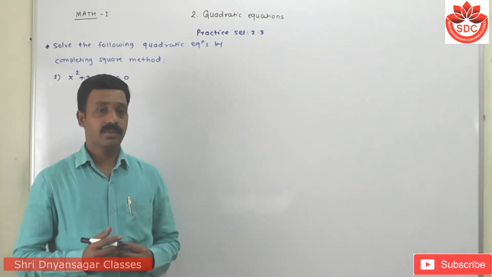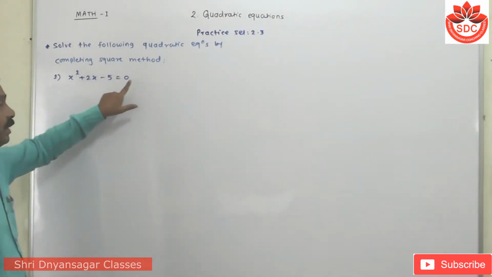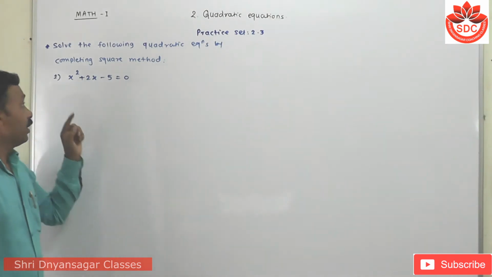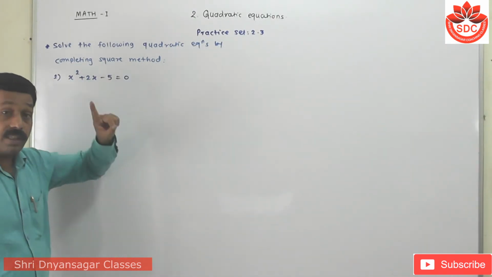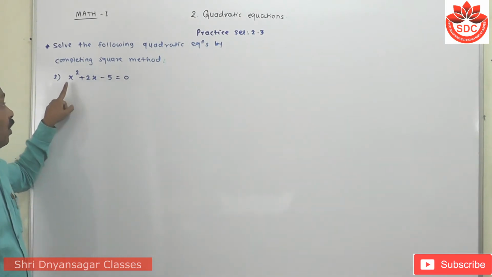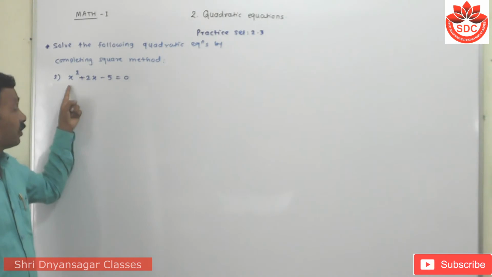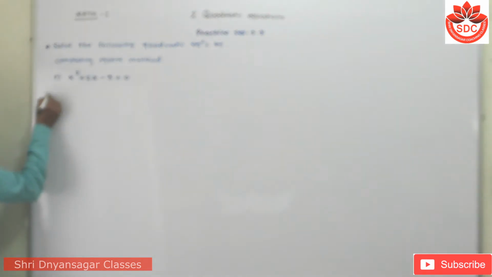Let's see the next question. Second question is x square plus twice x minus 5 is equal to 0. Students, look here. For solving by the completing square method, always convert the coefficient of x square to 1. In this example, the coefficient is already 1. So we have to solve it. Solution is.